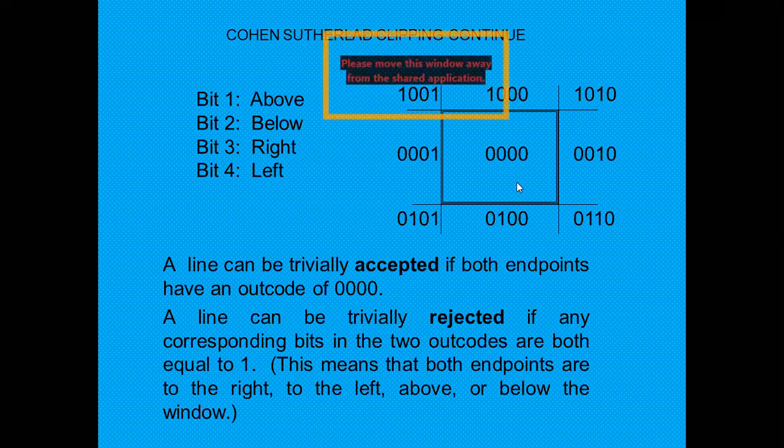Now, another thing: a line can be trivially rejected if any corresponding bits in the two outputs are both equal to 1. Here you can check whether it contains a single 1 or two 1s. The frequency of 1 is 2 times here, again a single time here, 2 times, 2 times here. Only this portion has no 1 in any bit.